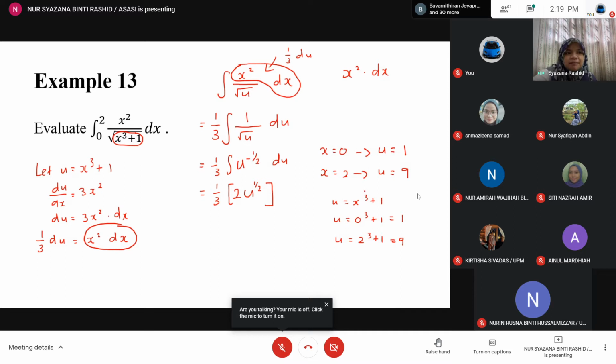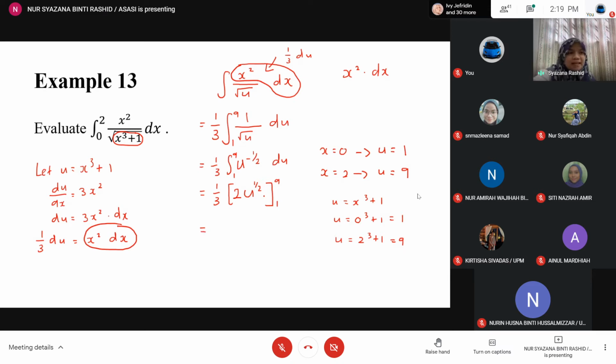So actually, this 1, 9 belongs to u. So this one should be 1, 9. It's no more 0, 2. You cannot use 0, 2. 0, 2 only for variable x. Okay, then what do we do?